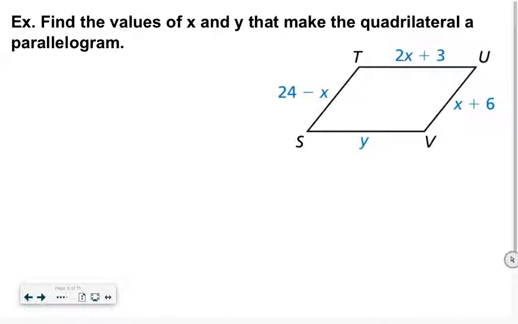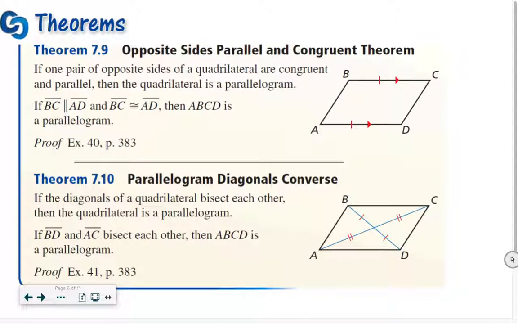Two other ways to prove something's a parallelogram. The first theorem: if you can find one pair of sides that are both congruent and parallel, then it has to be a parallelogram. So that's a little bit new. It's not really a property so much as just a way to prove it. And then the last one here is not new. If you can find some diagonals that cut each other in half, then it has to be a parallelogram.